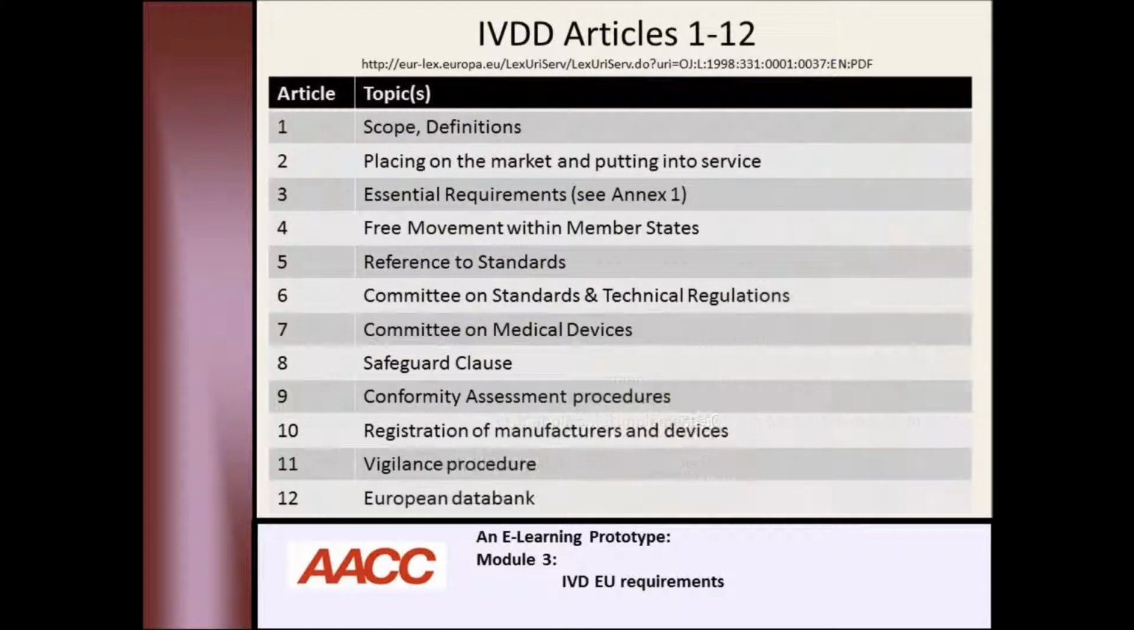The IVDD consists of 24 articles and 10 annexes. This screen shows the first 12. Points to focus on are Article 3, the Essential Requirements. We'll talk more about that in Annex 1. Article 9, Conformity Assessment Procedure. Article 10, Registration of Manufacturers and Devices. And Article 11, the Vigilance Procedure.